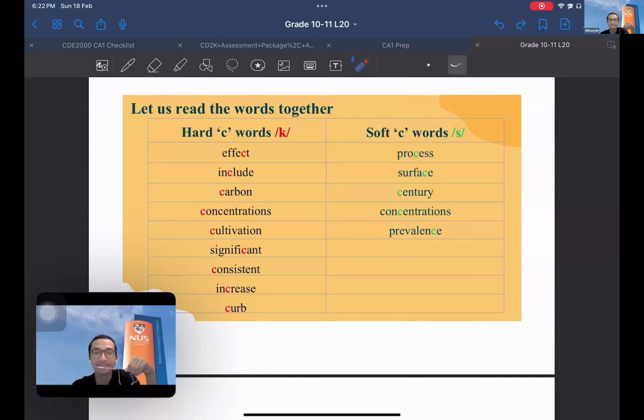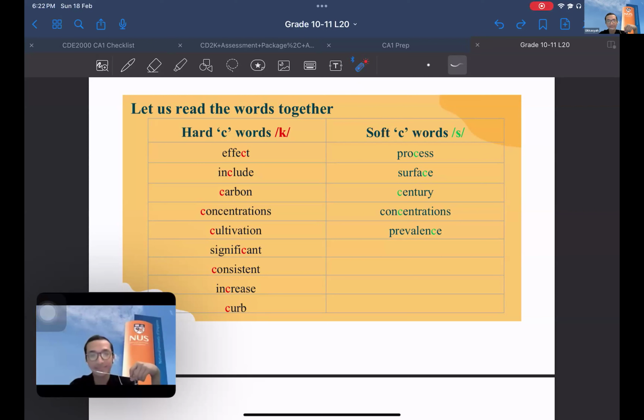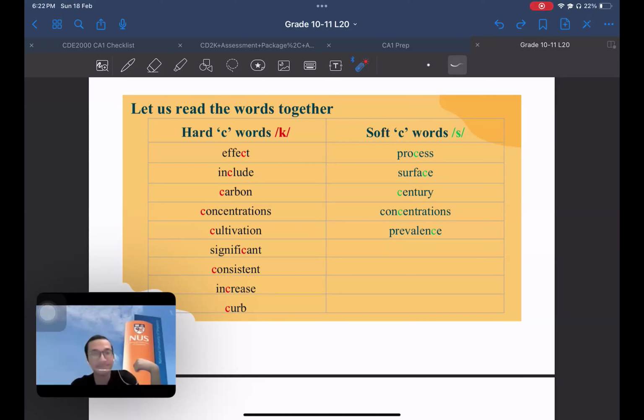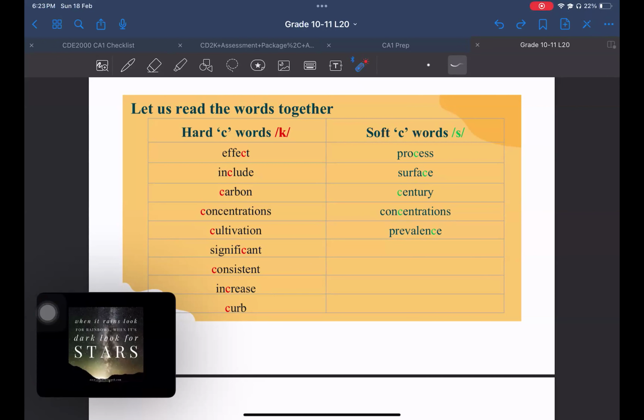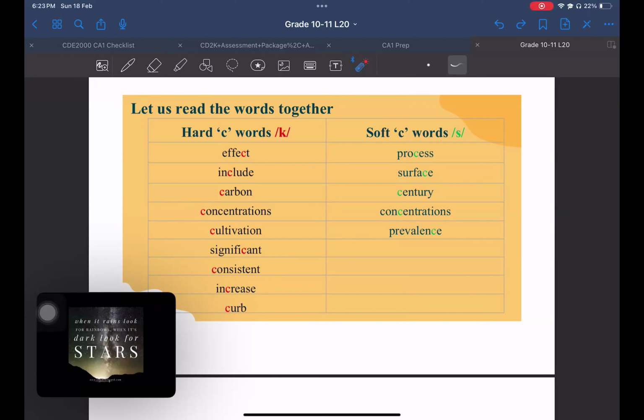Should I continue? Include. Yeah, okay, continue. Effect, conclude, carbon, concentrations, cultivation, significant, consistence, increase, curve. Yeah, correct. Very good. All the pronunciation is perfect. Very good. Thank you, sir. Yeah, no worries.